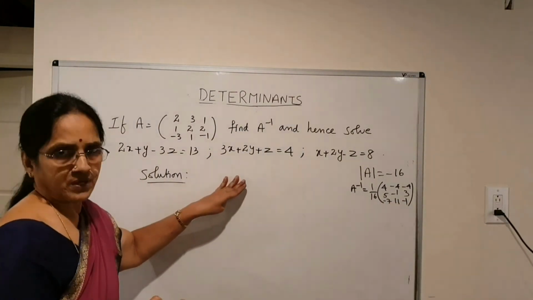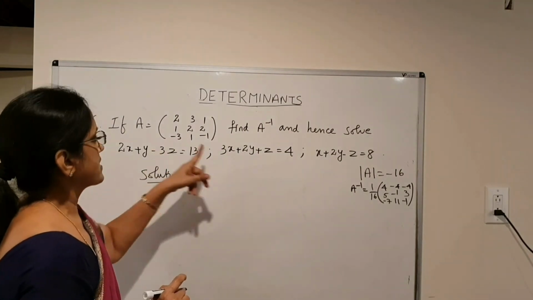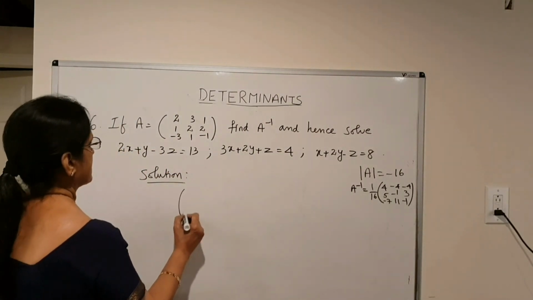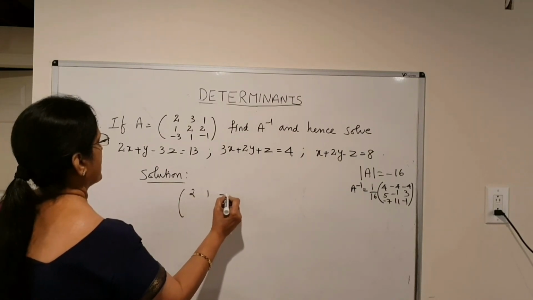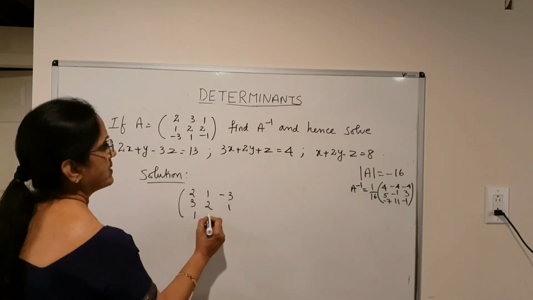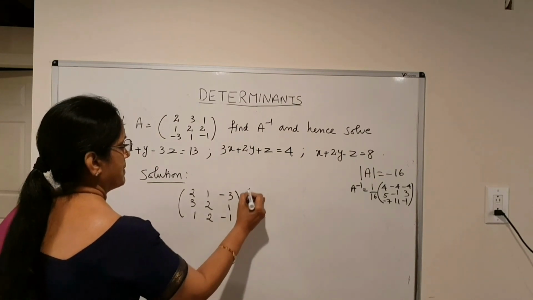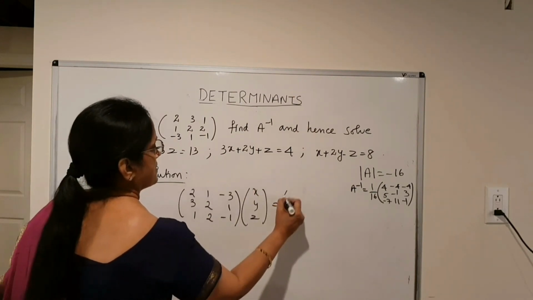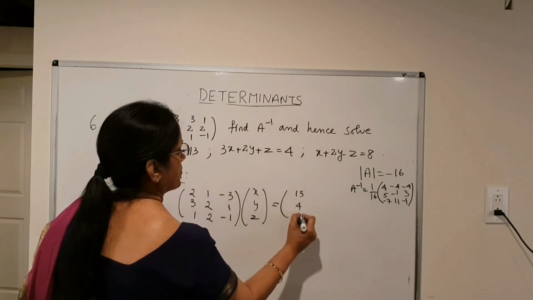Now, for the second part of the question, I need to first write the given equation in matrix form. I will be getting that as 2, 1, minus 3, 3, 2, 1, 1, 2, minus 1, multiplied by x, y, z, which will give me 13, 4, 8.